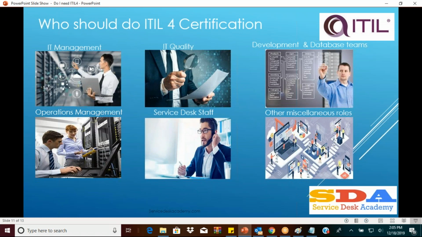So it is needed for beginners, that is college graduates who have just passed out and who are just about to enter the IT industry, so that they can know the complete life cycle of IT. And it is needed for quality professionals, so that they can know what is ITIL 4 and understand the definitions of ITIL 4 and understand the different processes. Development and database teams, yes, even they need to understand what is ITIL 4. Right? And service desk staff need to know what is ITIL 4, because the definitions and the terminology, the processes have all changed.